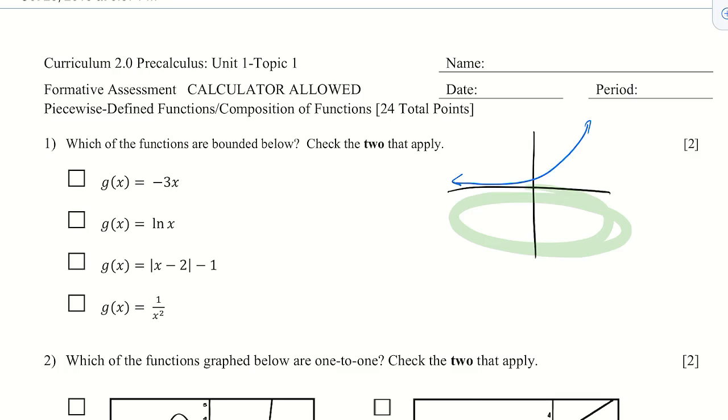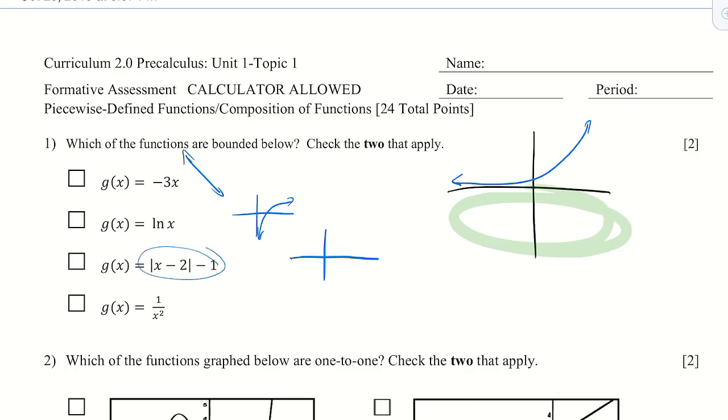So if we look at the first one, this is actually a linear equation. So it's top left to bottom right. So that one actually goes down below. So that is not bounded below. We take a look at ln of x. ln of x has a particular graph that goes like this, right? But it actually still goes down to negative infinity, so that one is out as well. So our two choices are actually going to be the last two that are really going to be bounded below.